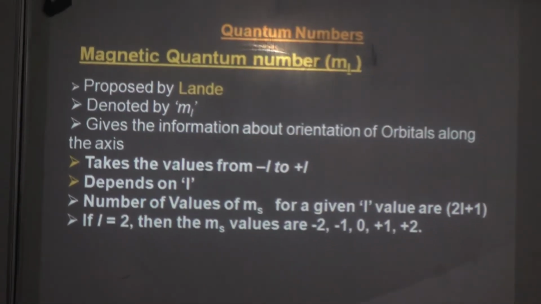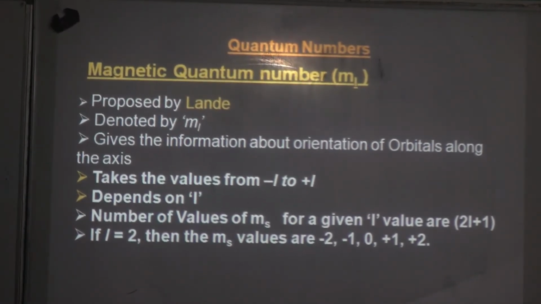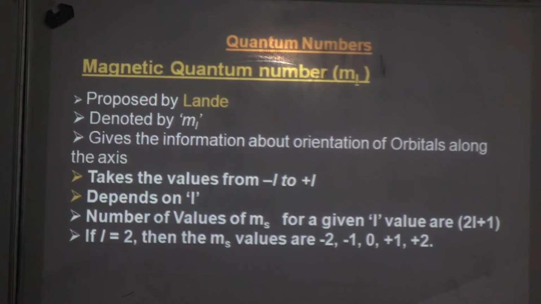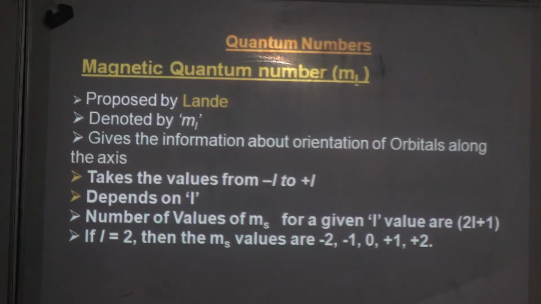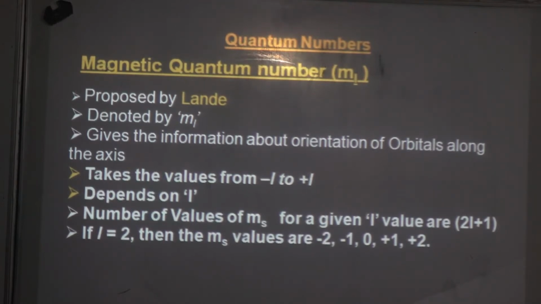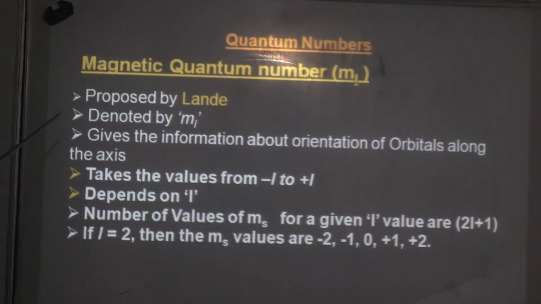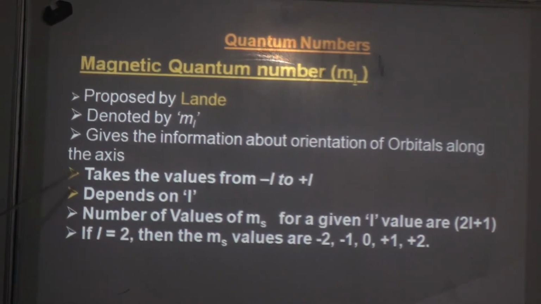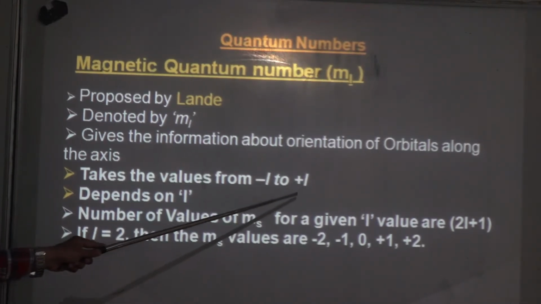Now come to the magnetic quantum number, denoted by ml. It is proposed by Landé, and it gives the information about the orientation of orbitals along the axis. What is this orientation? Every orbital consists of some more orbitals which are equal in energy to that orbital. For example, if you take the s orbital, it has only a single orbital. If you come to the p orbital, it has 3 orbitals which are equal in energy. They are called degenerate orbitals. To identify those degenerate orbitals, you have to use the magnetic quantum number, and the values will be minus l to plus l. It depends on l.